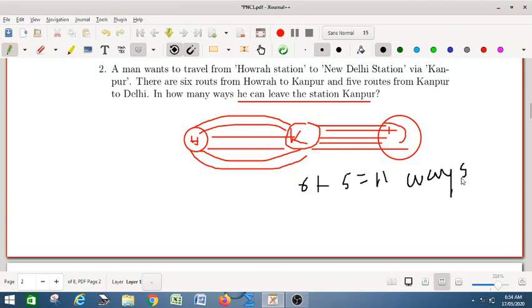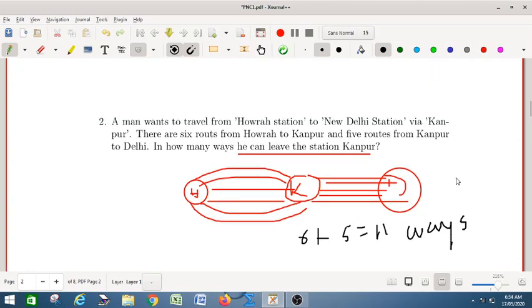So this is how the addition rule and multiplication rule work. In that case you have multiplication because you have to choose both the routes, Howrah to Kanpur and Kanpur to Delhi. But in this case you have to leave the station Kanpur, either towards Howrah or towards Delhi. So you are applying the sum rule. Okay, clear? So these are the two basic rules of counting techniques, the multiplication rule and the sum rule. Let us now proceed.